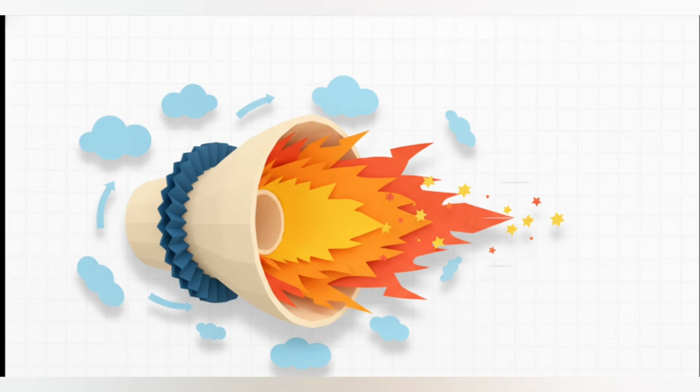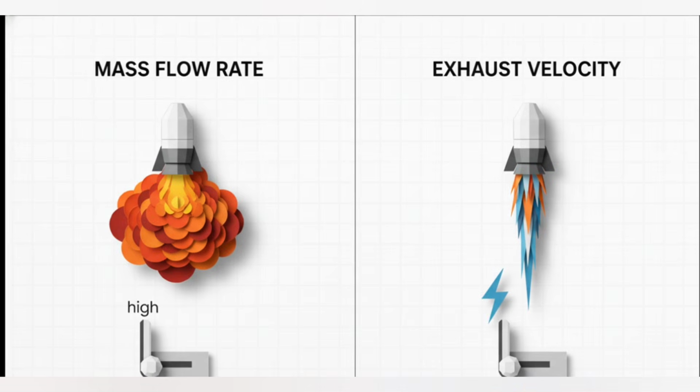Pretty cool, huh? And what that equation tells us is that engineers basically have two main knobs they can turn to get more power. They can either increase the mass flow rate, which just means burning more fuel every second, or they can increase the exhaust velocity, making the gas shoot out of the engine even faster. Either way, you get more thrust.